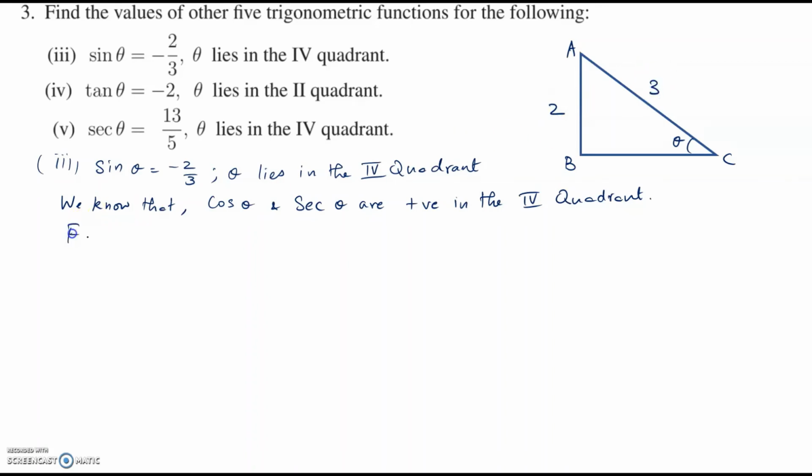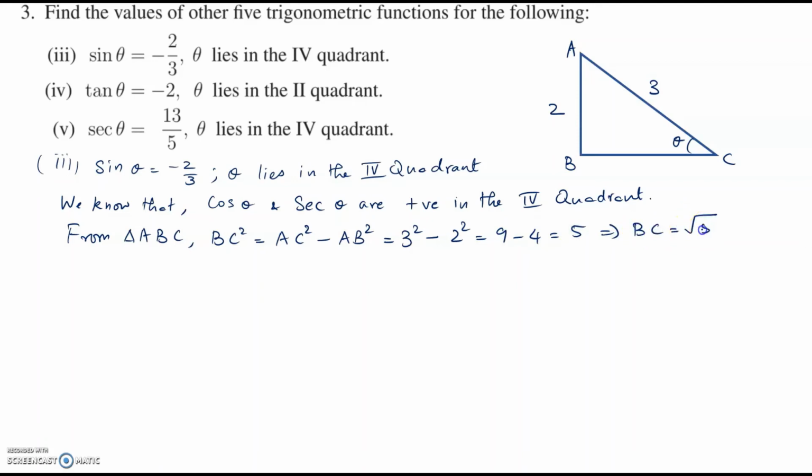Therefore, from triangle ABC, BC squared is equal to AC squared minus AB squared, which is equal to 3 squared minus 2 squared, which is 9 minus 4, and that is 5, which implies our length BC is equal to root of 5. So BC is defined as root 5.